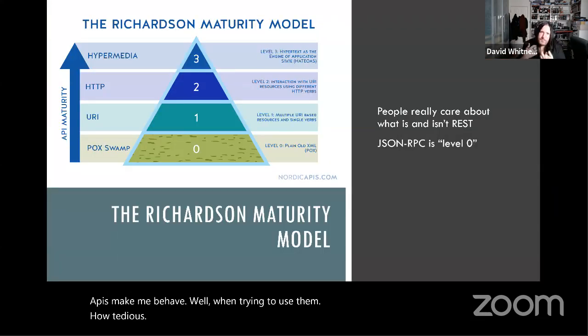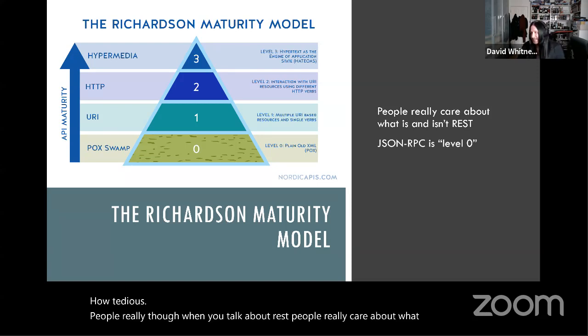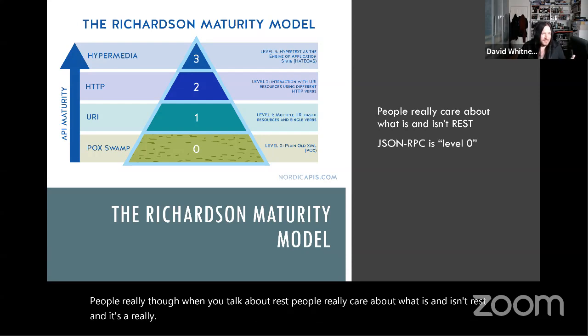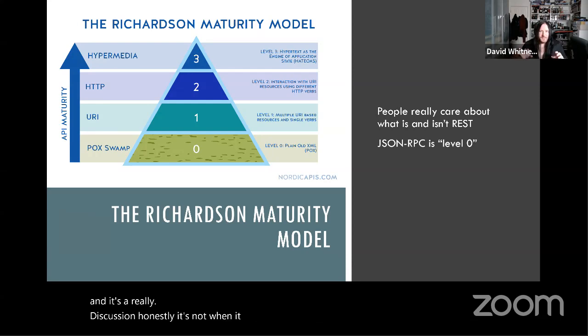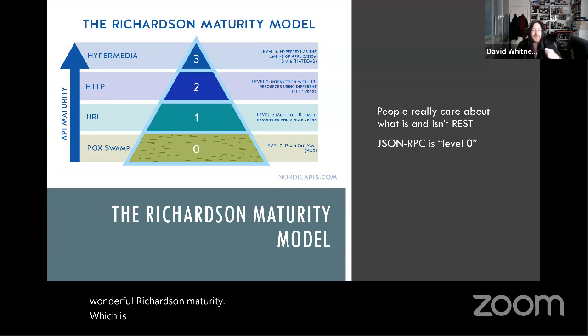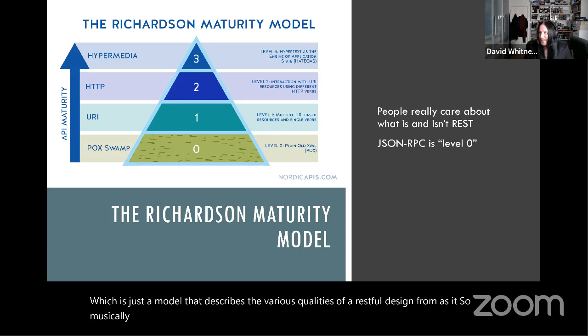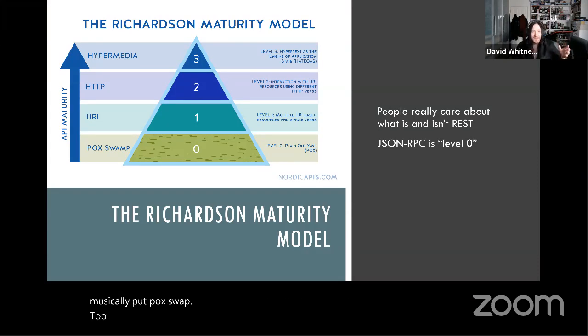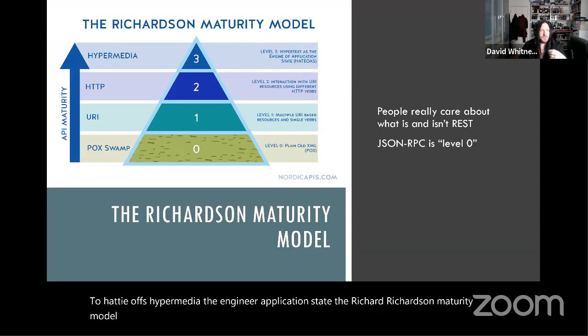When you talk about REST, people really care about what is and isn't REST. And it's a really boring discussion, honestly, it's not 2010 anymore. JSON RPC is basically level 0 on the Richardson maturity model, which is a model that describes the various qualities of a RESTful design, from, as it so musically put, POX swamp to HATEOAS, hypermedia as the engine of application state. The Richardson maturity model is very good, and it's useful for understanding the kinds of APIs you're dealing with, but in practice, JSON RPC works for most people, right?